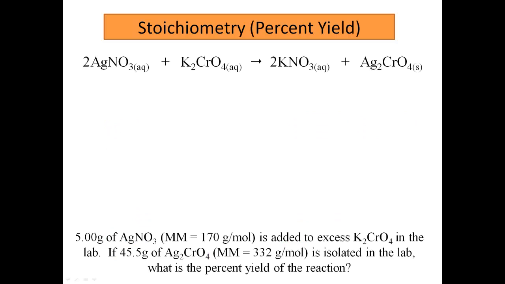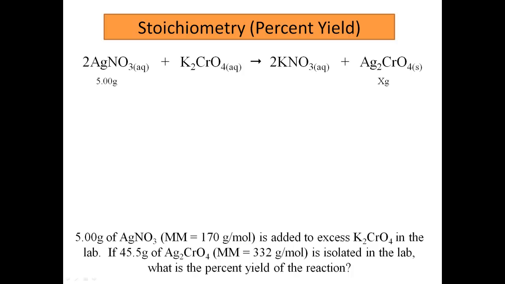Here's a typical percent yield problem. If we start out with 5 grams of silver nitrate, and it's added to an excess of potassium chromate in the lab, if only 45.5 grams of silver chromate is isolated in the lab, what's the percent yield of the reaction? Well, in order to figure out this percent yield, we need to find out how much silver chromate we should theoretically produce. So that's where our problem lies. So we put 5.00 grams of silver nitrate, and we put X grams of silver chromate that we want to figure out how much we should theoretically produce.